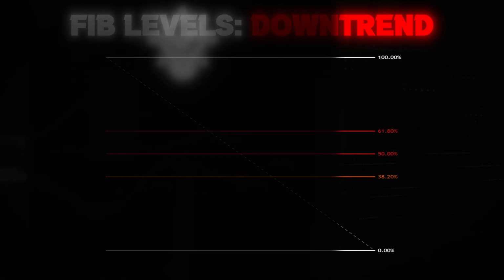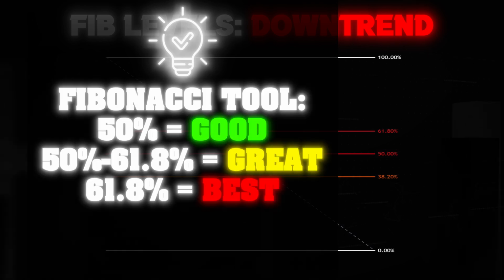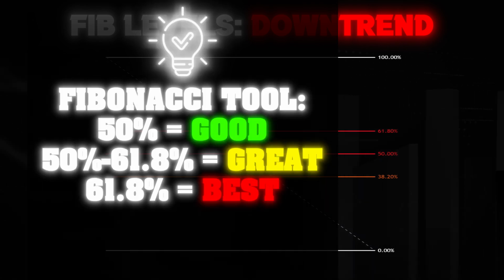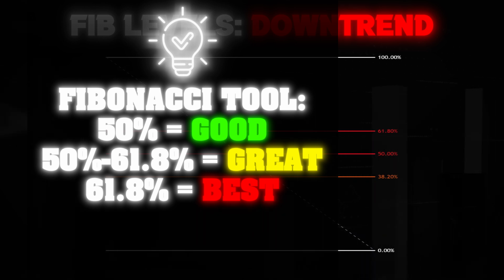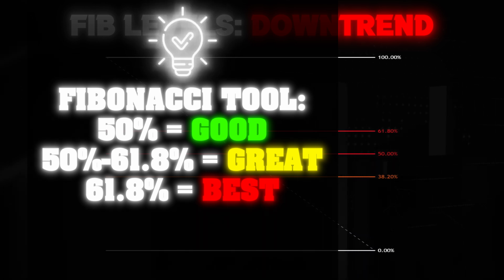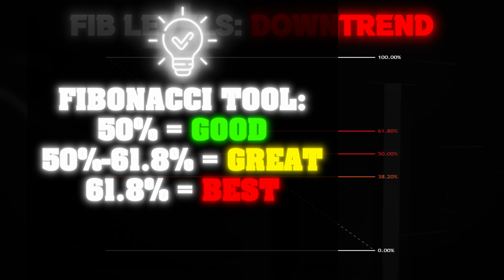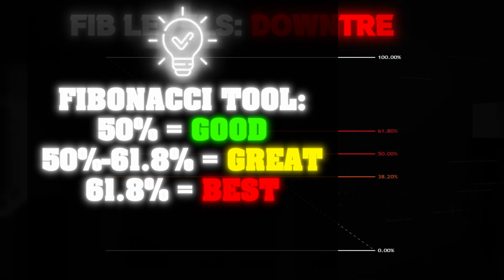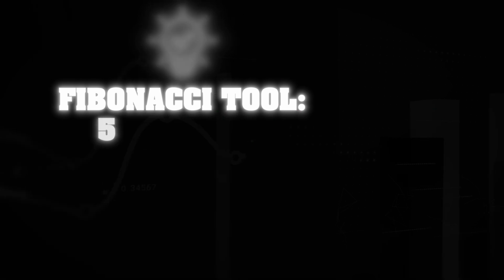So remember these key levels when using the Fibonacci tool. 50% is good, the 50%, 61.8% zone is great, and 61.8% is best, regardless of whether you're in an uptrend or a downtrend. This method will help you identify optimal entry points and make more informed trading decisions.